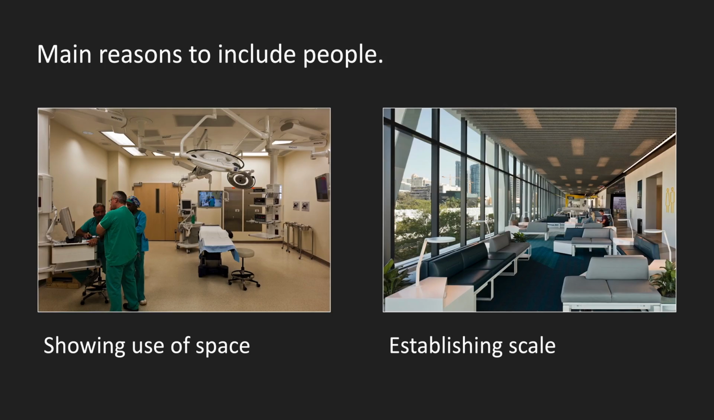So the main reasons for having people in your shot: one is to show the use of space, and this is important in places like medical facilities. Or to establish scale, and this is important in really large-scale installations where you want to have a person or two there just to give you a sense of scale. And if you'll think back to when we looked at the Dutch paintings and engravings, unlike church-oriented paintings, the people in Dutch paintings and engravings weren't that important. They were there for scale, but we didn't know who they were, and we didn't care who they were.